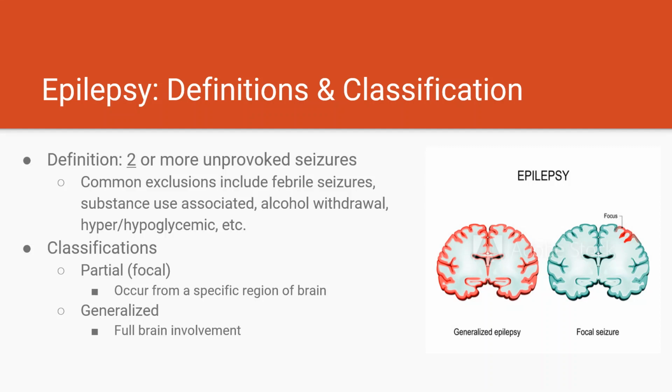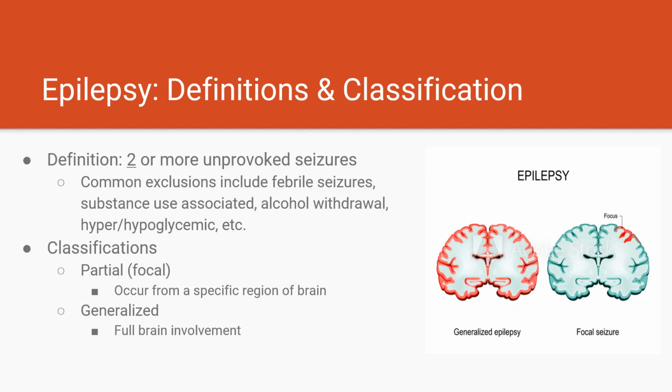So the first thing to understand about epilepsy is how to define it, and then the different classifications associated with it. So by definition, a person is diagnosed with epilepsy if they have 2 or more unprovoked seizures. So this means we do not count several types of provoked seizures, including febrile seizures, those associated with substance use or withdrawal, ones caused by metabolic derangements such as hyper or hypoglycemia. And then again, you need at least 2 seizures. So we always say that everyone gets 1 free seizure in neurology.